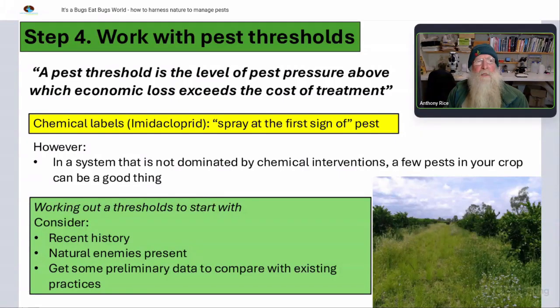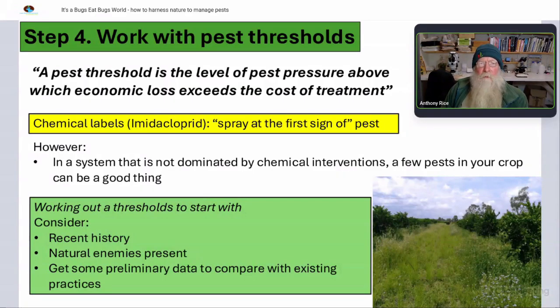However, in a system that's not dominated by chemical interventions, a few pests in your crop can be a really good thing. And I've put this photograph down here in the corner because in my podcast that I did with Kate a little while ago, we talked about an example of grasses flowering that had covered lime trees with enough pollen to sustain a population of predatory mites, which then went on to feed on a pest mite called broad mite. So that was all a bit complicated, but in limes in far north Queensland, broad mite can be a substantial pest, and it can often require chemical intervention.